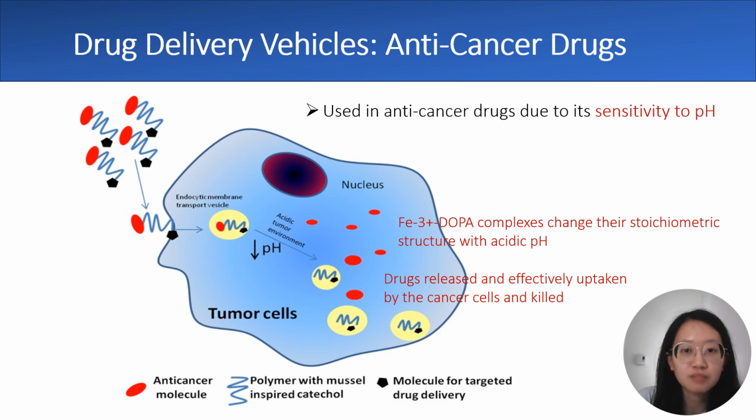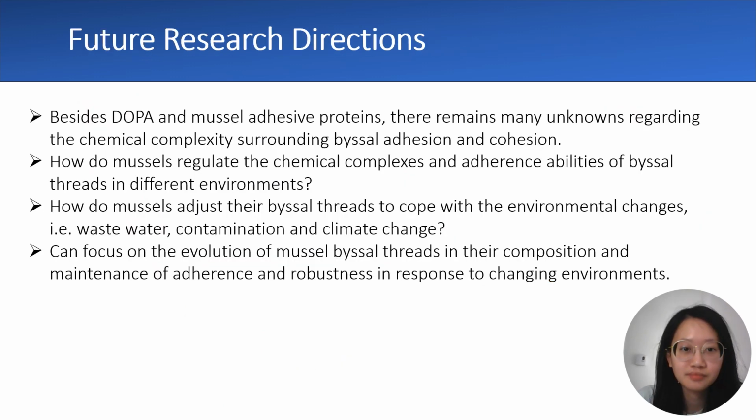Mussel-inspired protein nanoparticles make use of the iron DOPA complexes that function in cross-linking Byssal threads, as I discussed earlier. These iron DOPA complexes can effectively change their stoichiometric structure with acidic pH, allowing for the drug to be effectively uptaken by cancer cells and killed. Overall, mussel-inspired proteins have the potential to be used in more drug delivery systems for drug and gene therapies.